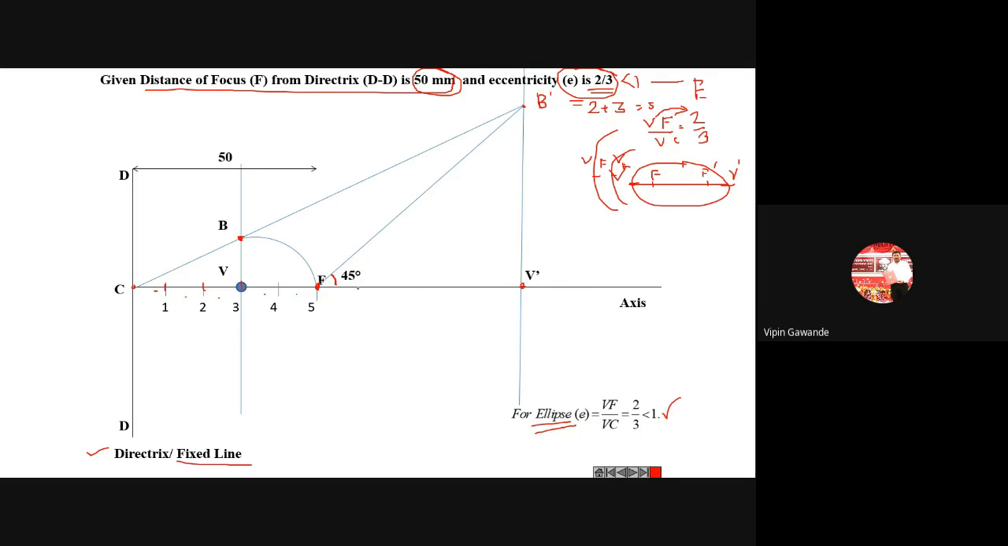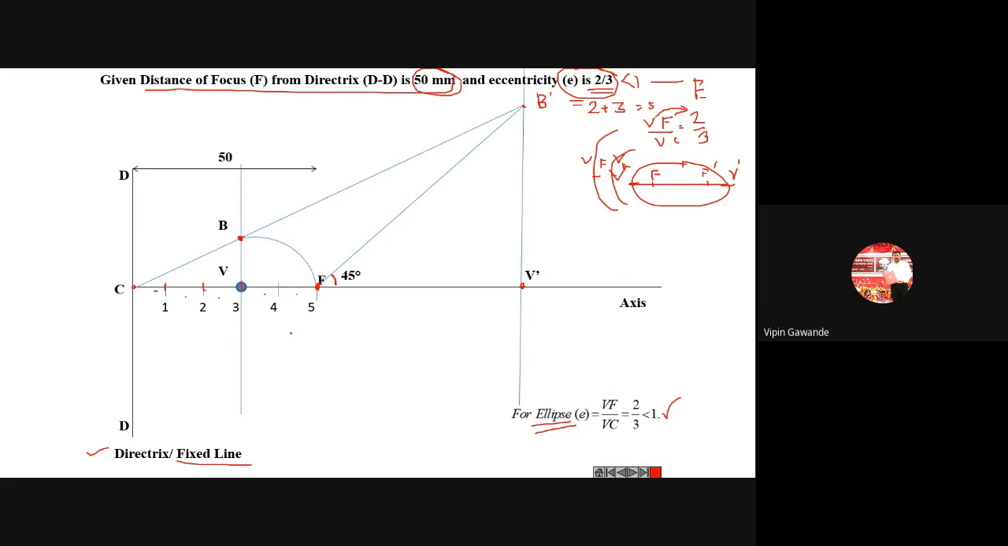So how will you get F dash? You take the VF distance in the compass, and from V dash you mark F dash here. So we now have V and V dash. How did we get V dash? We took a 45-degree angle and got the intersection. Now the next step is again similar for the parabola and hyperbola. Just skip this 45-degree angle step in the parabola and hyperbola. The other steps are the same.